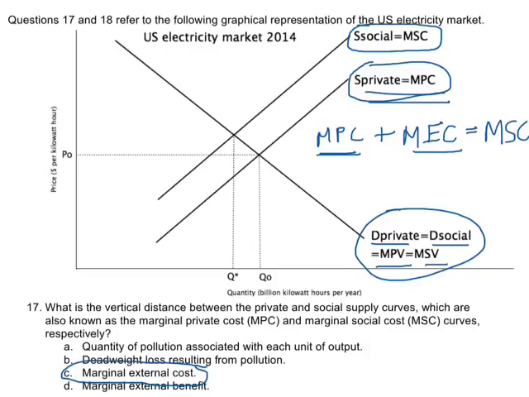And graphically speaking, that means that the vertical distance, I'm just taking this at Q naught, the vertical distance between the marginal social cost curve and the marginal private cost curve is always the marginal external cost. And here they're constant, right? The vertical distance is the same whatever quantity we're producing. That isn't always the case.